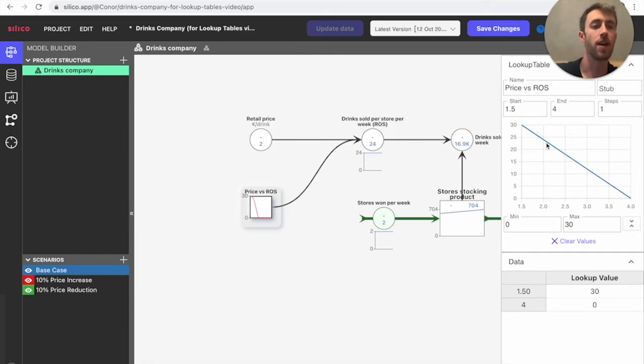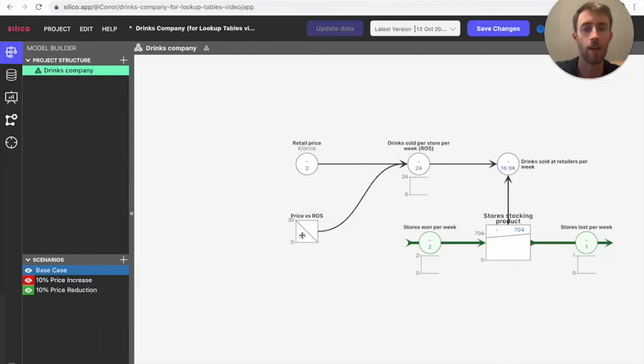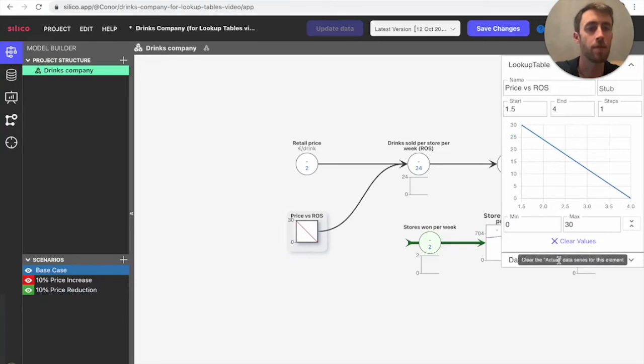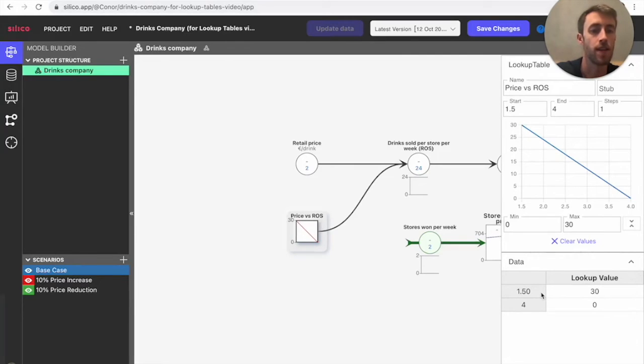So what we want to do now is actually introduce that complexity into this relationship, and to do that we'll have to have more steps basically in the model. Okay, so to capture this complexity, let's say that we want to be able to represent a lookup value for every 10-cent increase in price. So there are 25 such increments between 1.5 and 4. So for that reason, we'll set the steps to 25.